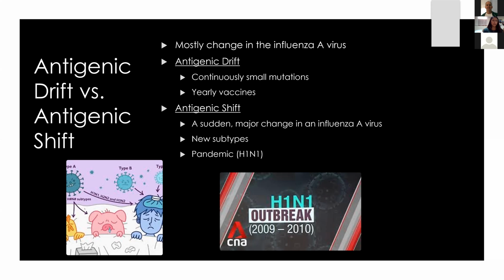And then antigenic shift, this happens less frequently. It results in new surface proteins, the hemagglutinin and neuraminidase that infect humans, and they result in new subtypes. So this can happen when an influenza virus from an animal has the ability to infect a human. We have little to no immunity against these viruses, and this is why they can cause pandemics. An example is the H1N1 virus.